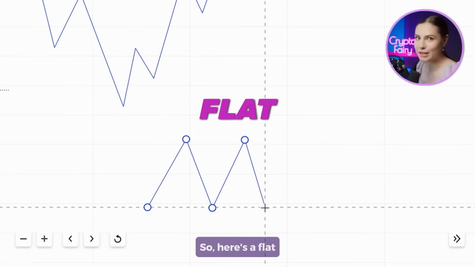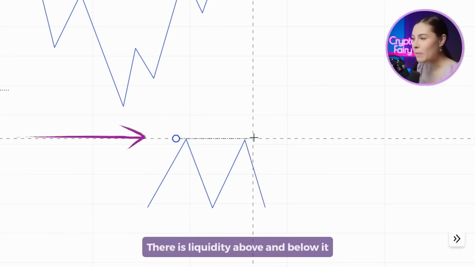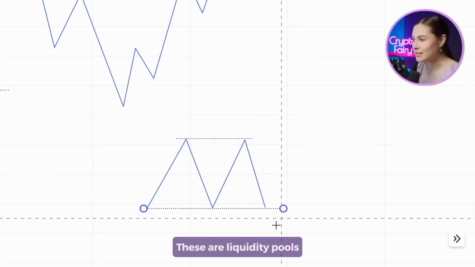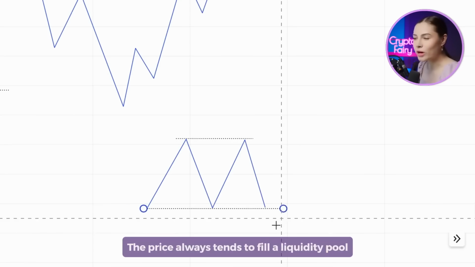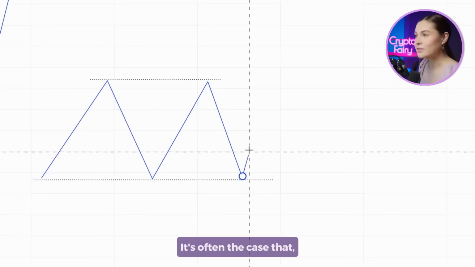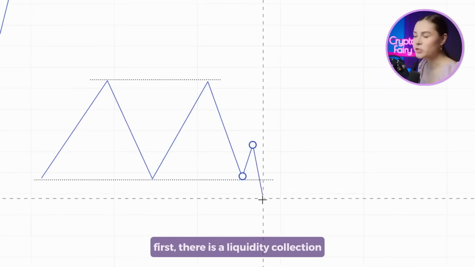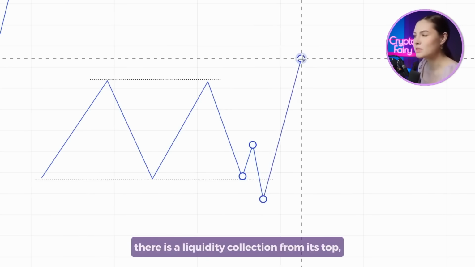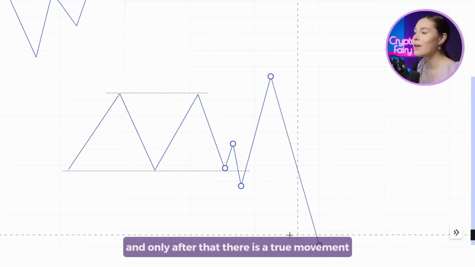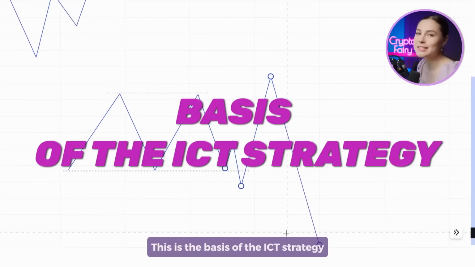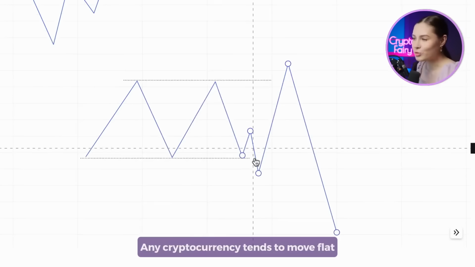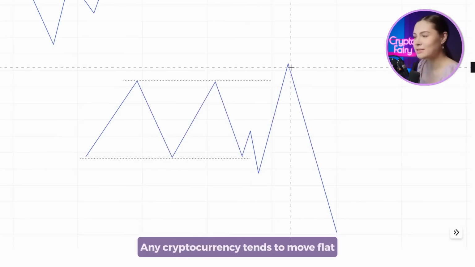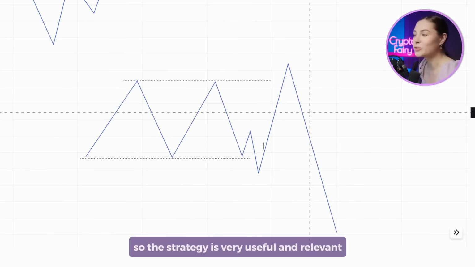If you look at the flat, the essence of the strategy is going to be clearer. So here is a flat. There is liquidity above and below it. These are liquidity pools. The price always tends to fill a liquidity pool. It's often the case that first there is a liquidity collection from the bottom of the flat, then there is a liquidity collection from its top, and only after that there is a true movement. This is the basis of the ICT strategy. Any cryptocurrency tends to move flat, so the strategy is very useful and relevant.